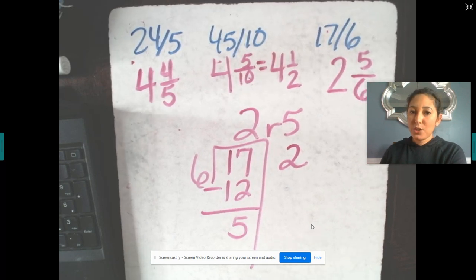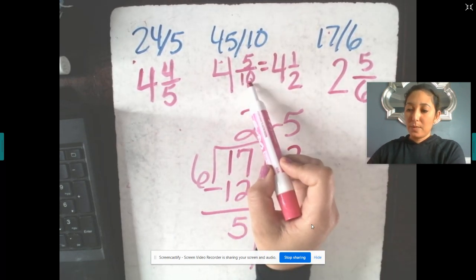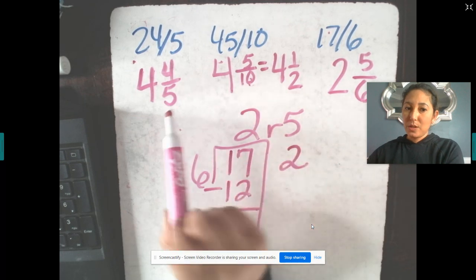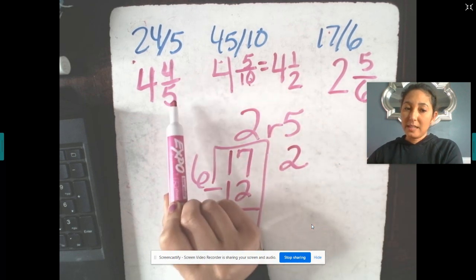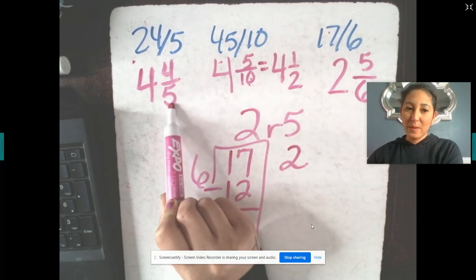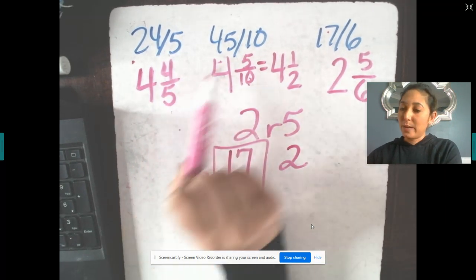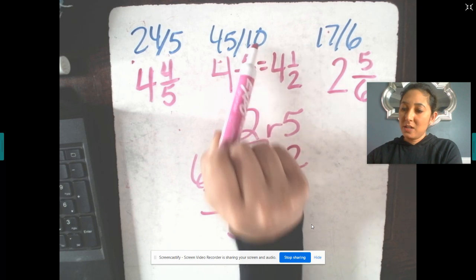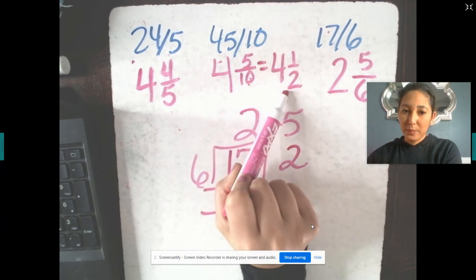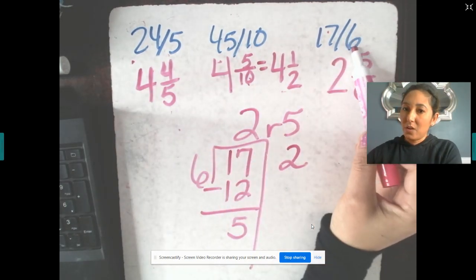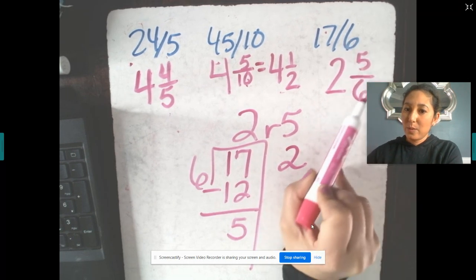Now pay attention to, in our original mixed numbers, that the denominator is the same as the denominator in our fraction. So we had fifths here, we have fifths here, we had tenths here, we have tenths here, and of course we simplified. And then on the last one we had sixths and we had sixths here.